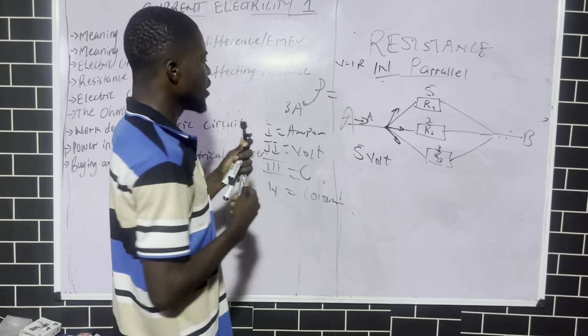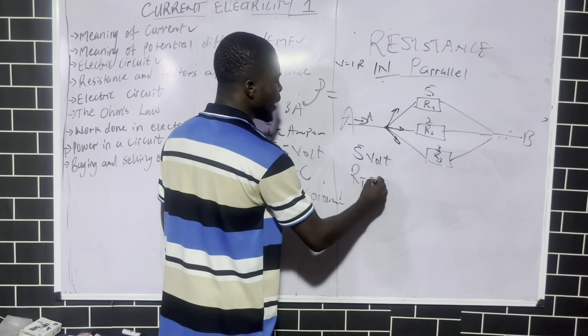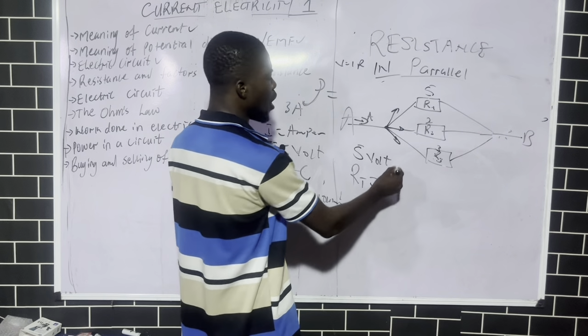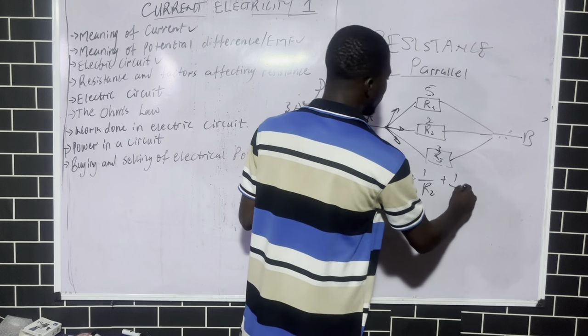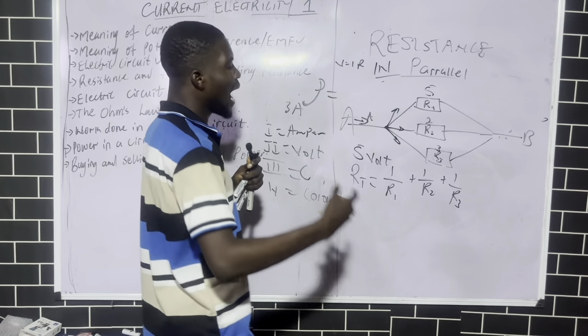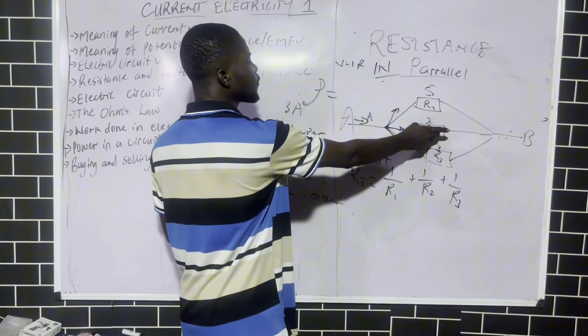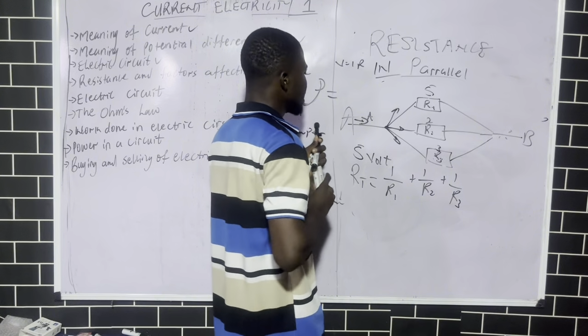Then, if you want to get the total resistance, RT is gotten by adding the inverse of each of them: 1 over R1 plus 1 over R2 plus 1 over R3. Okay, so using the same procedure I used for a resistor, if they ask me what is the current flowing through this, since I already know that the voltage is the same, from Ohm's law, I am okay.